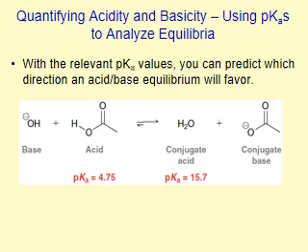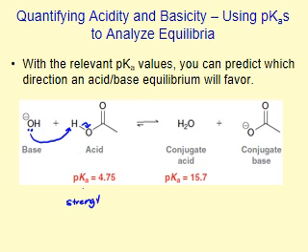So how would we use these numbers to analyze equilibria? For example, here we have an equilibrium reaction. If you want to review your mechanisms again, we could show that we have the hydroxide ion accepting the proton from the acetic acid and pushing a pair of electrons onto that oxygen to form the conjugate base. So we could look up pKa values. Acetic acid has a pKa value of 4.75. Water has a pKa value of 15.7. And as I mentioned before, the smaller the pKa value, the stronger the acid.